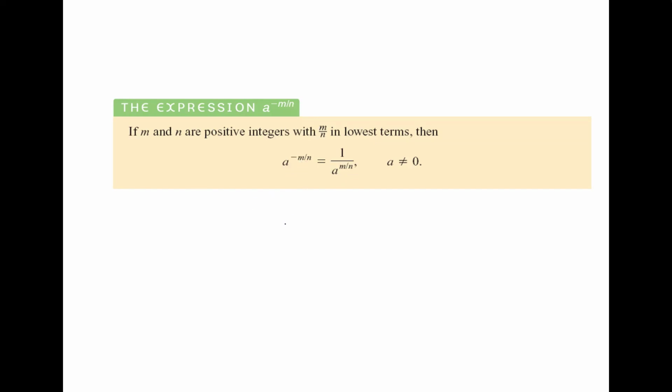Now, kind of a corollary is, what if we had 1 over a to the negative m over n? Well, that's just going to be a to the m over n. So here it's going to go up to the top, and then we'd have it up here. So if it's on the top, it goes down. If it's on the bottom, it goes to the top. And in either case, a cannot equal 0.